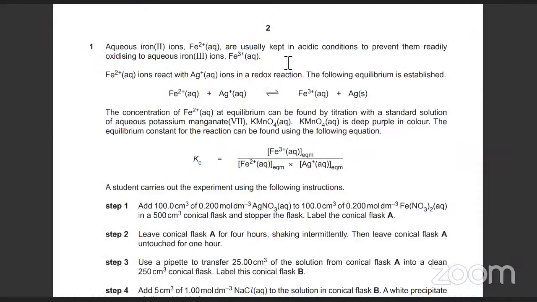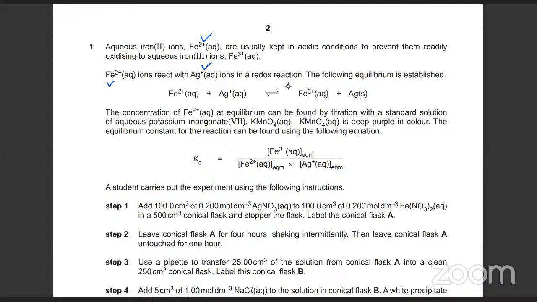They've got a reaction that's going on. And in that reaction, you've got Fe2+ and Ag+, they're reacting. So he's adding iron 2+. Ions are usually kept in acidic conditions to prevent them from readily oxidizing to Fe3+. Fe2+ and Ag+ are the reactants in a redox reaction and the following equilibrium is established.